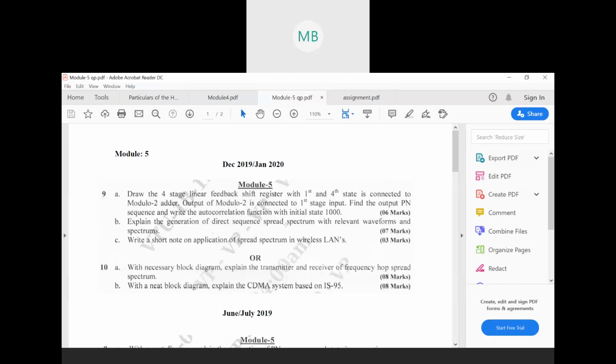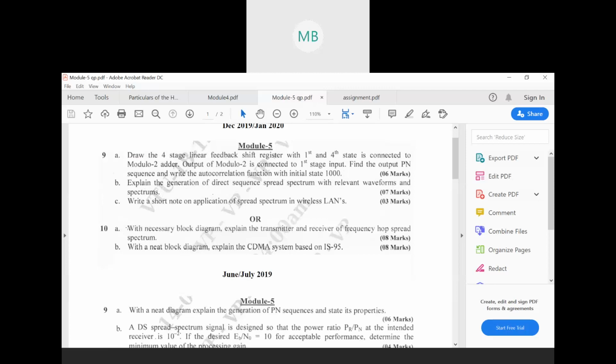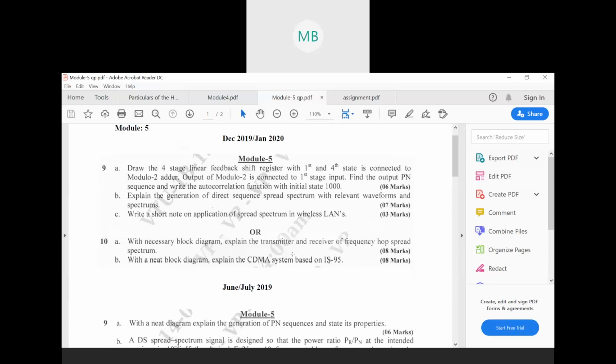So it is for 3 marks. You explain it, at least 10 to 15 sentences. Explanation is given in the Xerox notes, just go through it. Next, 10A question. With necessary block diagram, explain the transmitter and receiver of frequency hop spread spectrum. So for this, you need to draw the block diagrams, transmitter block diagram and receiver block diagram connected by channel.